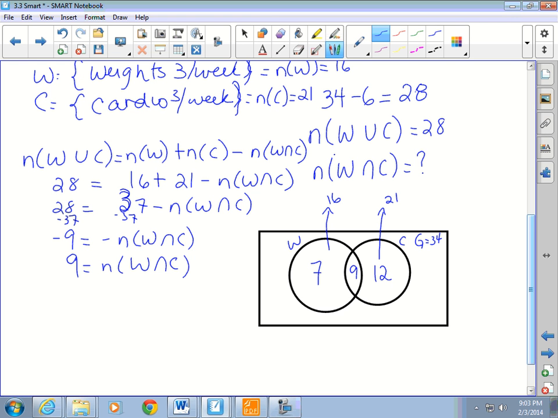So if you add your numbers up there, 7 and 9 is 16, and 12 is 28. And then I have my 6 people out here who don't do it at least 3 times a week, so they would do it less. So that's what my Venn diagram would look like.